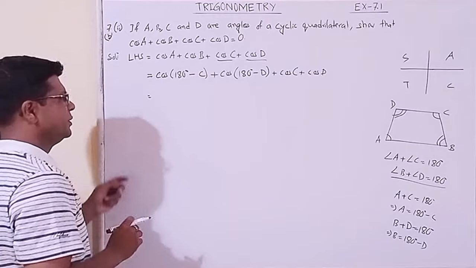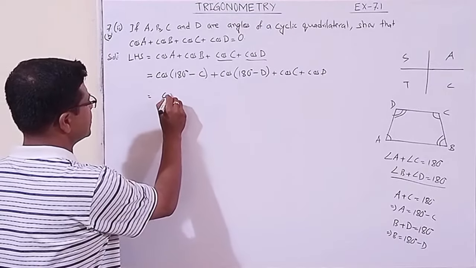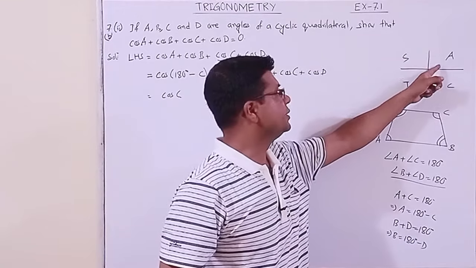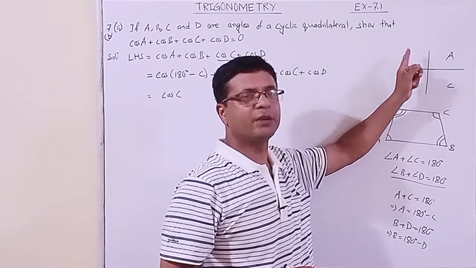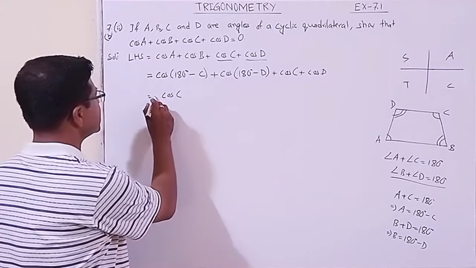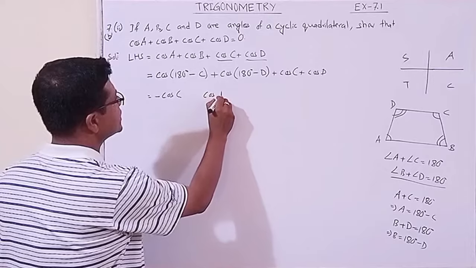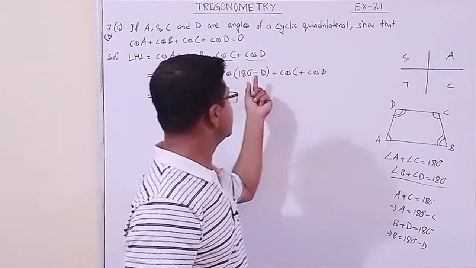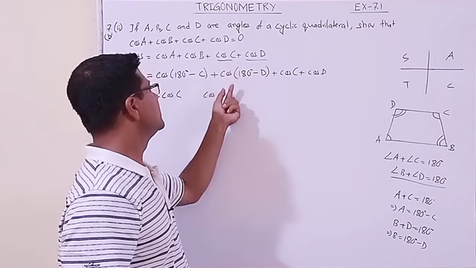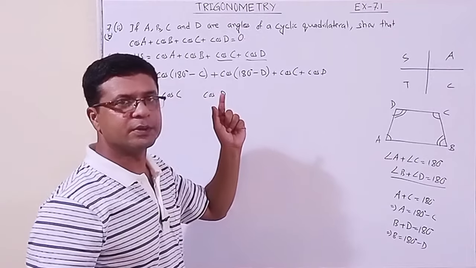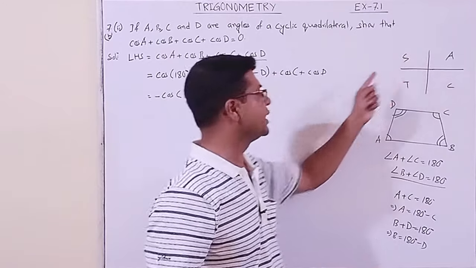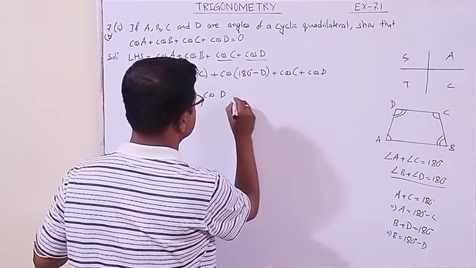You see, this sum is very easy. Cos of (180 degrees minus C) is cos C only, but about the sign: 180 minus C is in the second quadrant. In the second quadrant, cos is negative. So minus cos C. And here, cos of (180 minus D). Obviously it is 180 degrees, so cos will remain as cos. Whenever there is 180, 360 like this, the trigonometric ratio remains the same. Only we have to look after the sign. 180 minus D is in the second quadrant, cos is negative. So minus cos D.